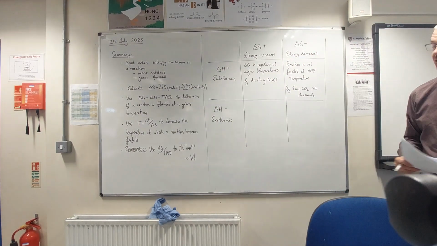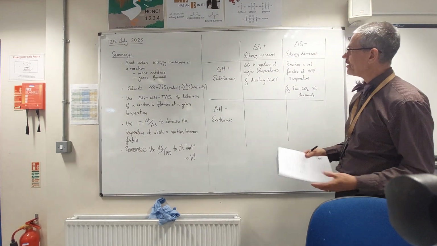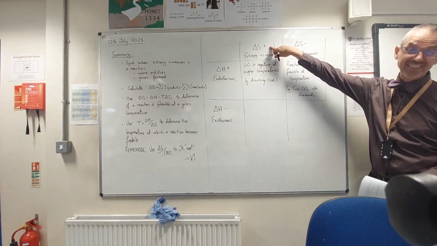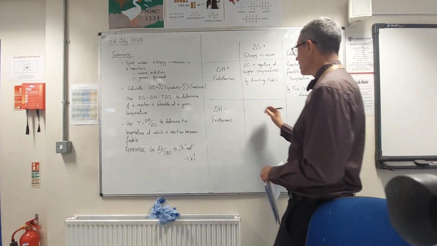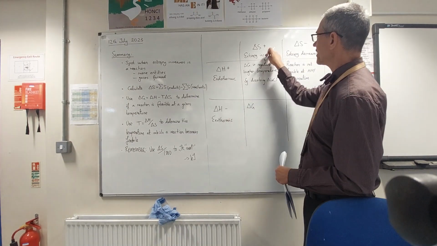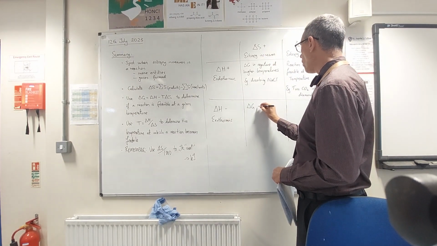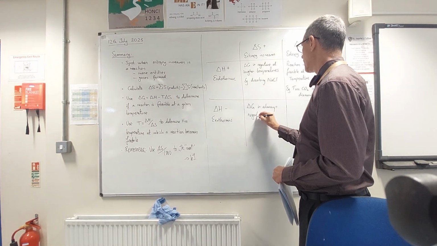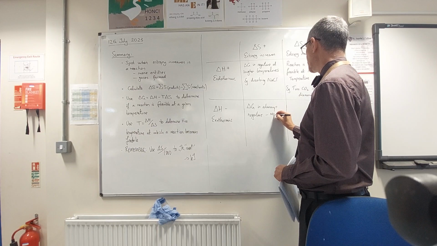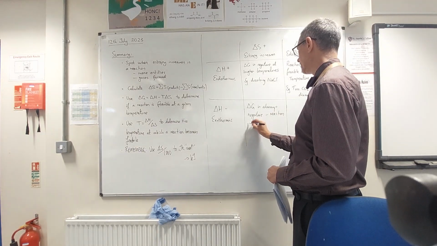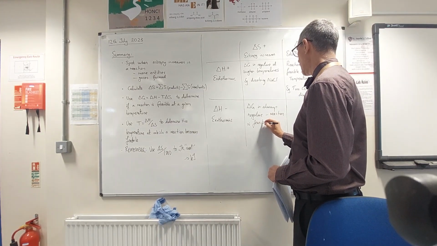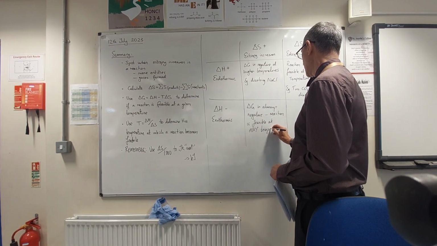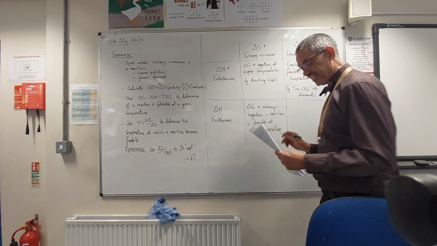All right, delta H negative, exothermic reactions are downhill as far as the universe is concerned, and delta S positive is downhill as far as the universe is concerned. So if that's negative and that's positive, delta G is always negative. The reaction is feasible at any temperature. Yay!